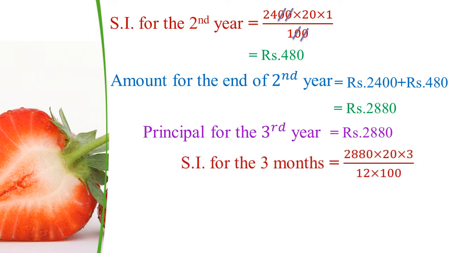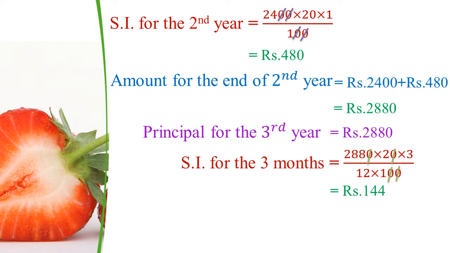Here the principal amount is 2880 multiplied by R is 20 multiplied by T is 3 by 12 multiplied by 100. Here 0 and 0 gets cancelled out. Another 0 and 0 also gets cancelled out. On simplifying this, we get rupees 144.